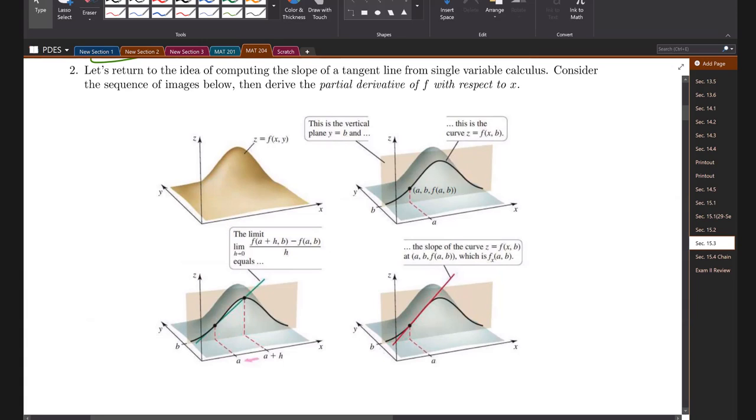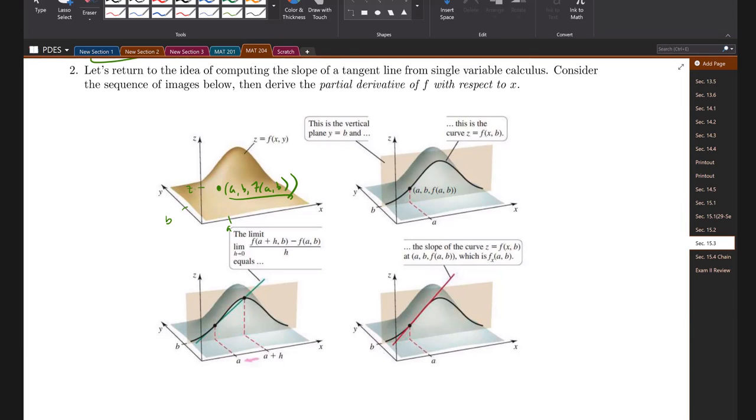So what we'd like to do is think of this point here. We've got the ordered pair, here we've got (a, b, f(a, b)), right? Sorry, I said ordered pair. It's an ordered triplet where we're given some x coordinate a, some y coordinate b, and that spits out some z coordinate f(a, b).